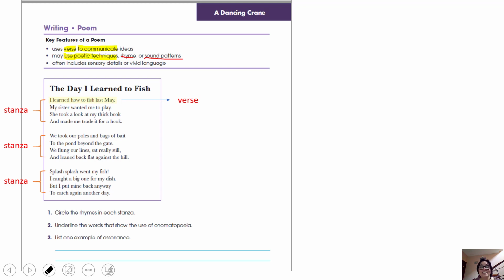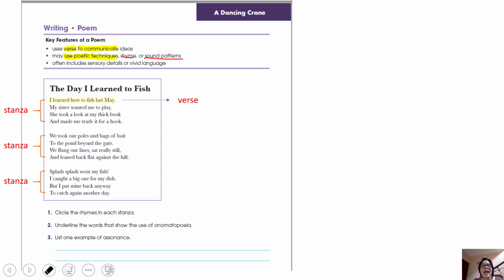Okay, if you noticed, when we read a poem, we don't have to read it like, I learned how to fish last May and my sister wanted me to play, she took me. No, right? We have to give the poem a special intonation, okay? So we have to be very patient when reading and giving it the appropriate intonation.